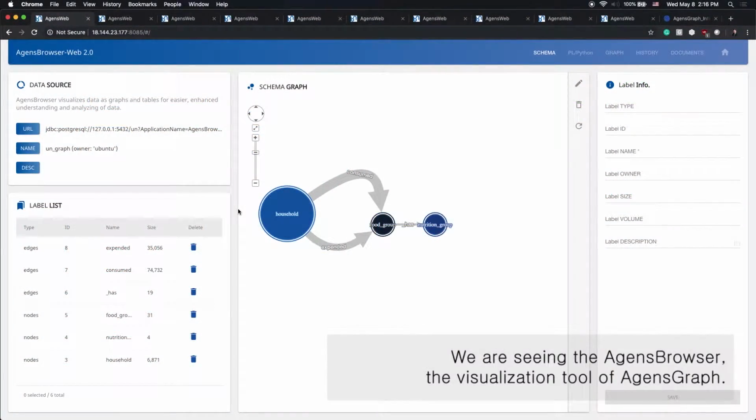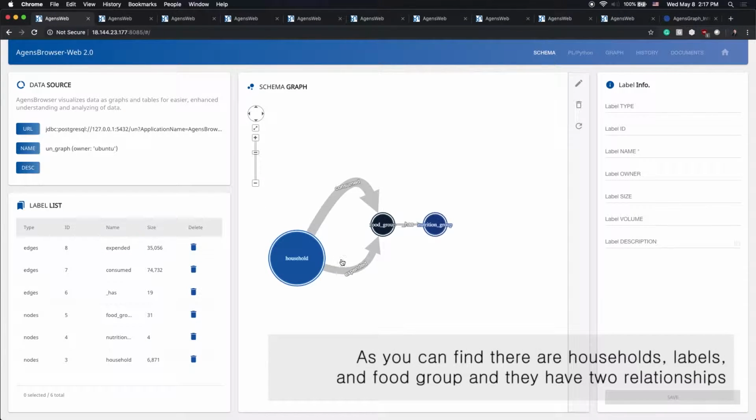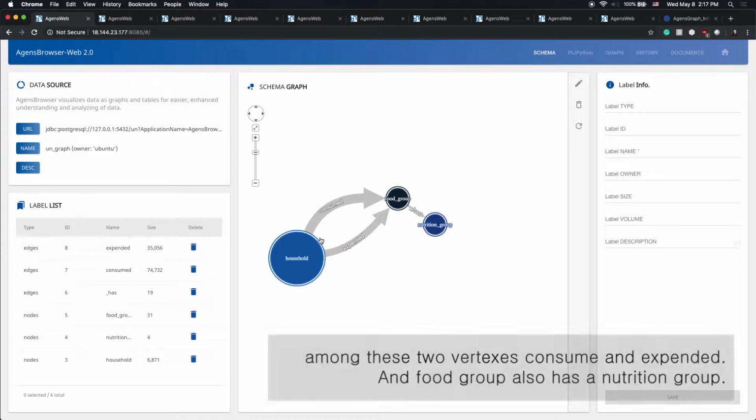We are seeing Agens Browser, the visualization tool of AgensGraph. After the initial modeling and data population, we could come up with this meta graph. As you can find, there are household, label, and food group, and they have two relationships among these vertices: consume and expanded. And food group also has nutrition group.